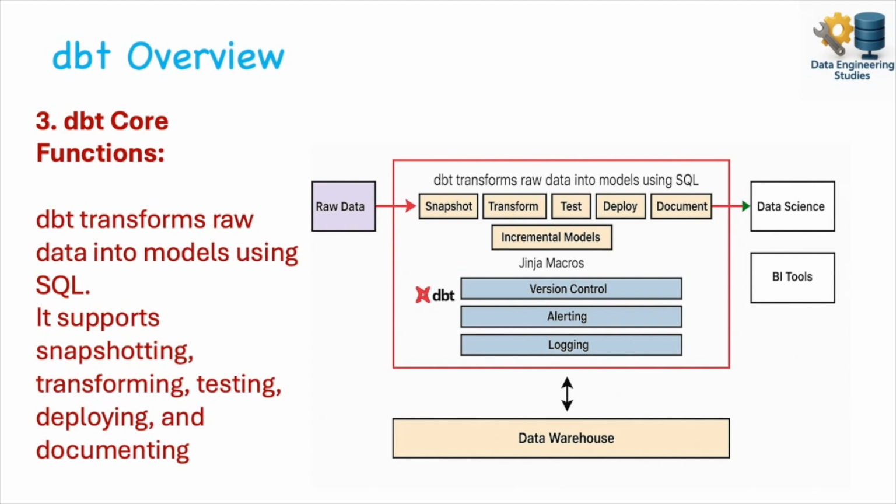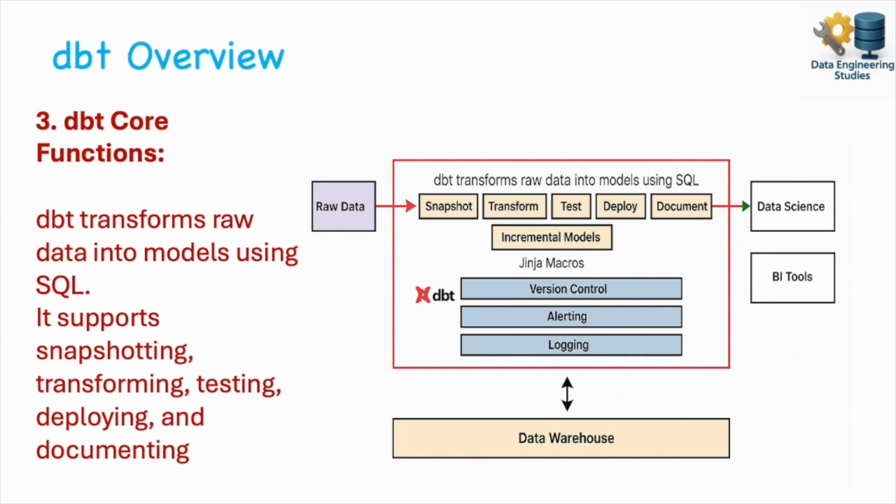DBT supports testing. DBT validates your data quality with built-in tests like not null, unique, and referential integrity. DBT supports deployment. It automates runs using DBT Cloud or orchestration tools like Airflow. DBT supports documentation. It automatically generates documentation and lineage for every model in your project.